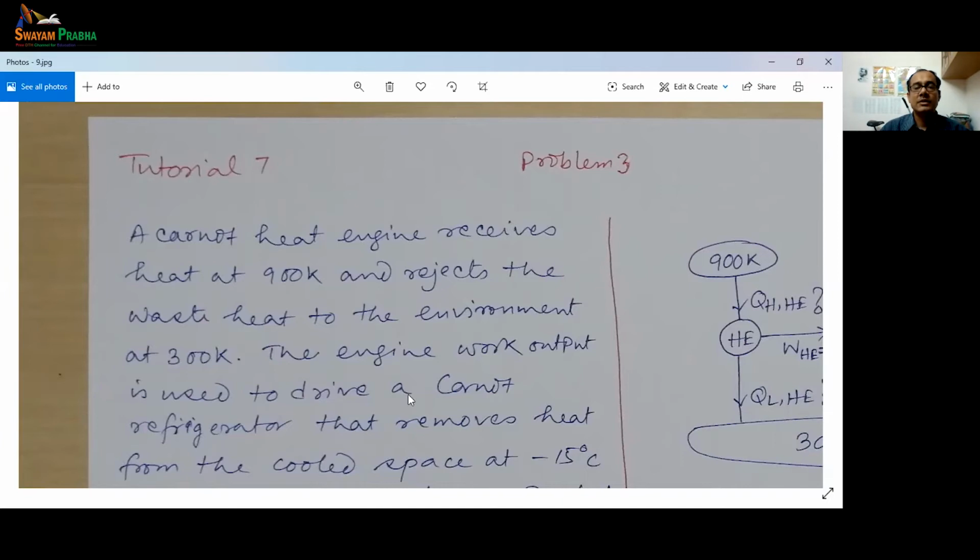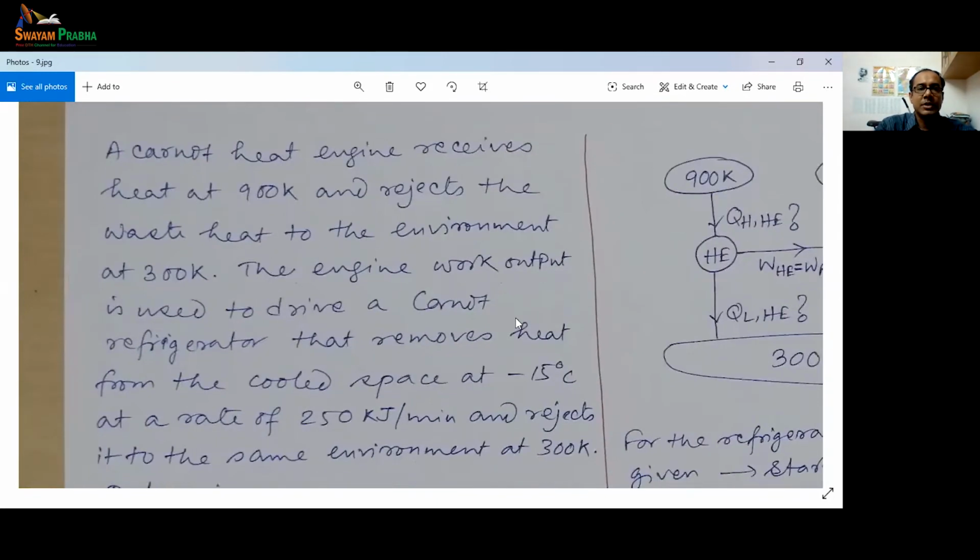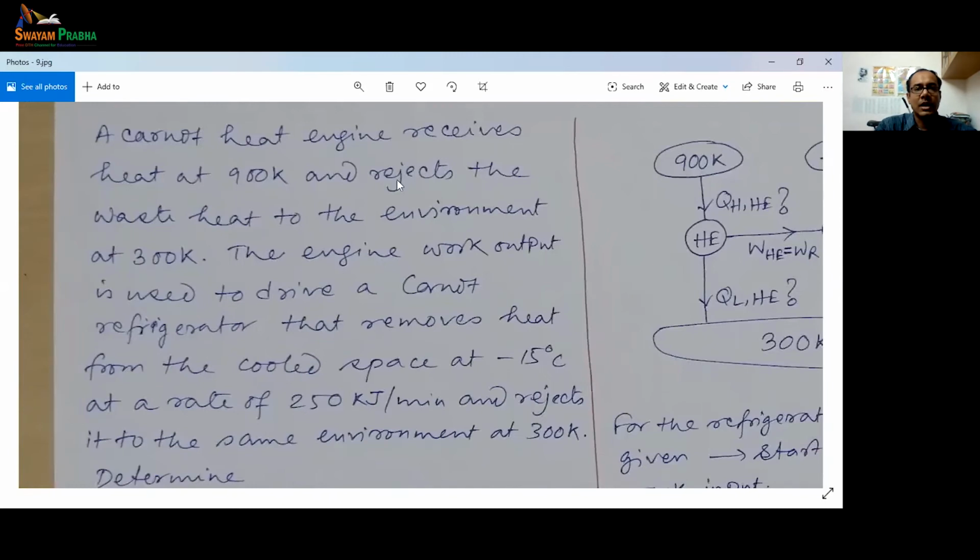Why it is ideal, and how to find the Carnot efficiencies and coefficient of performance. All these things you have learned in theory. Now we'll apply it in solving problems. So the third problem of this tutorial is on a Carnot heat engine.